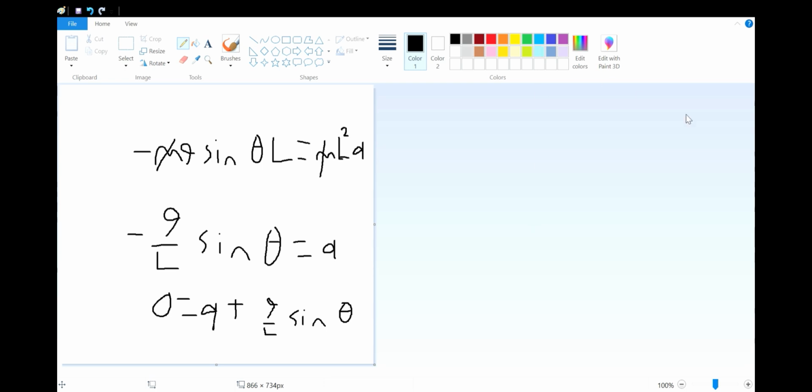For very small rotations, i.e. where the pendulum only moves a very small amount from the initial position, we can assume that sine of angle is exactly equal to the angle. So the formula then becomes 0 equals angular acceleration plus gravity divided by length times angle.